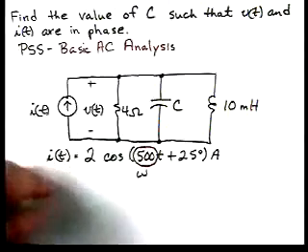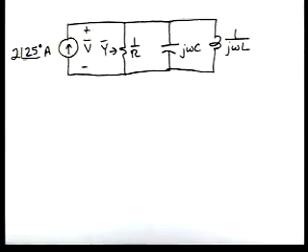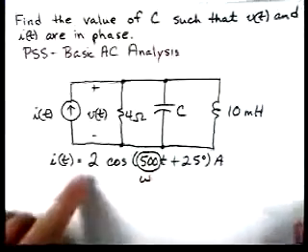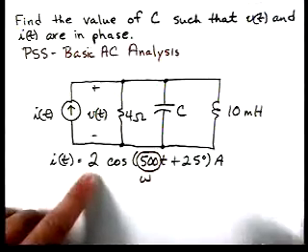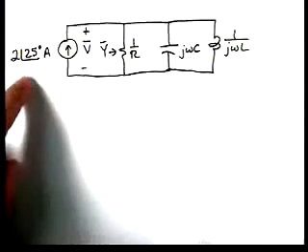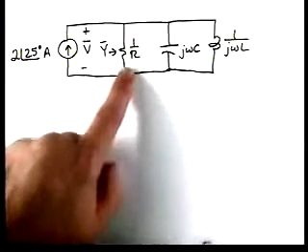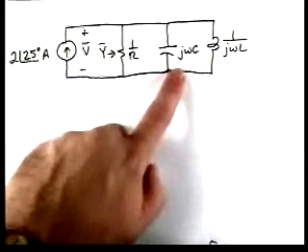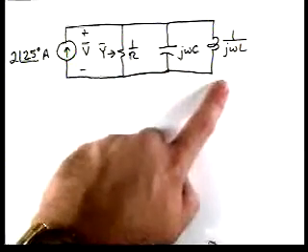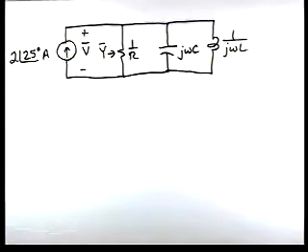For the moment, I'm going to keep all the impedances symbolic. So here's our circuit. We note our current was 2 cosine(500t + 25). That becomes 2 at an angle of 25. The admittance of our resistance is 1 over R. The admittance of our capacitor is j omega C, and the admittance of our inductor is 1 over j omega L.